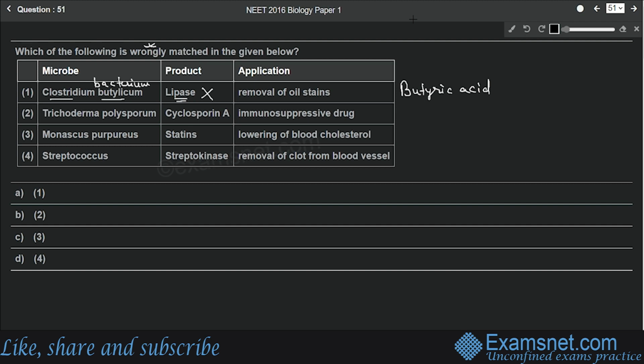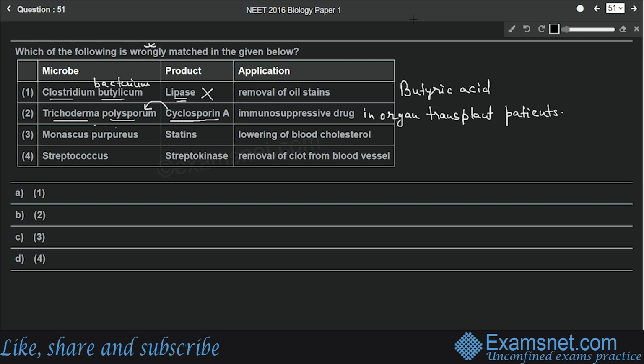Now the second one is Trichoderma polysporum, which is a fungus. The related product here is cyclosporin A, which is absolutely correct. It is produced by Trichoderma polysporum, and the application is that it is used as an immunosuppressive drug in organ transplant patients. So this one is correct.